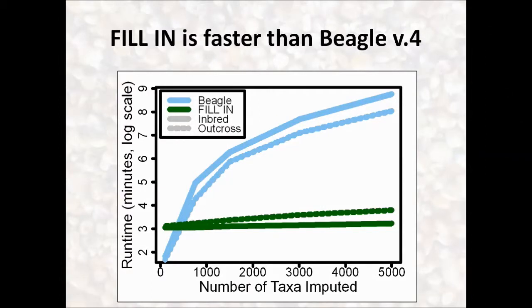The one thing about FILLIN is it's much, much faster than Beagle 4. It's kind of optimized for speed. So even when imputing lots of taxa, 5,000 taxa, the computation time doesn't go up as fast, and FILLIN doesn't take as much time as Beagle.